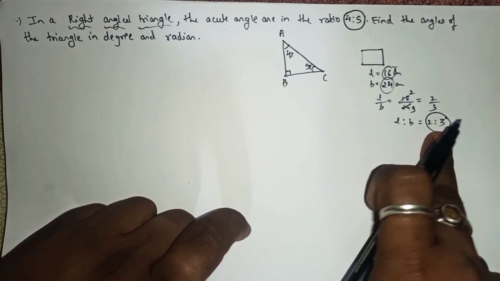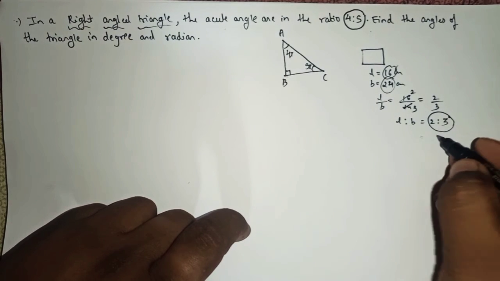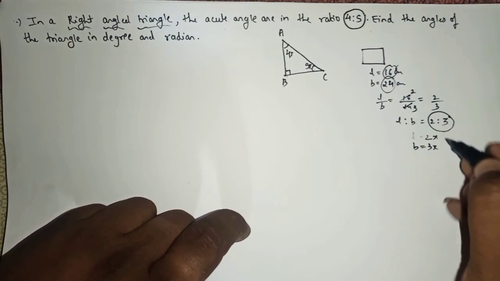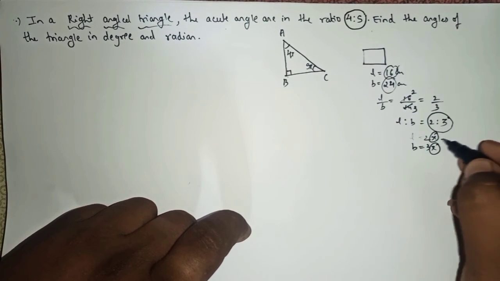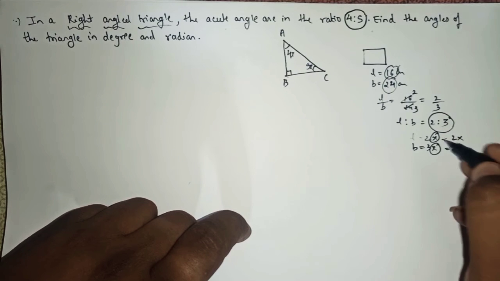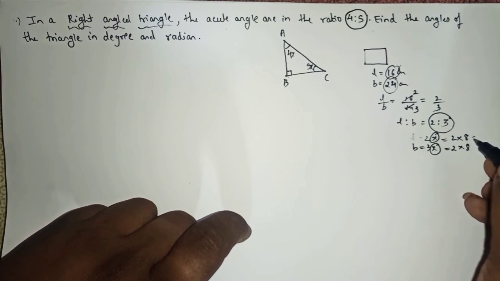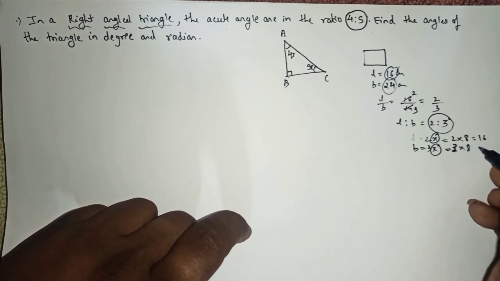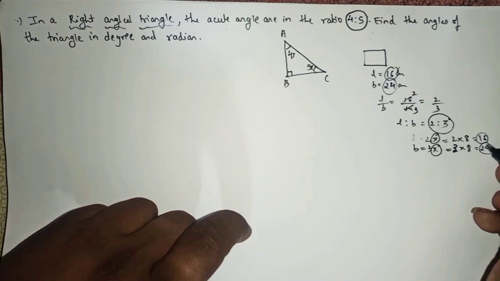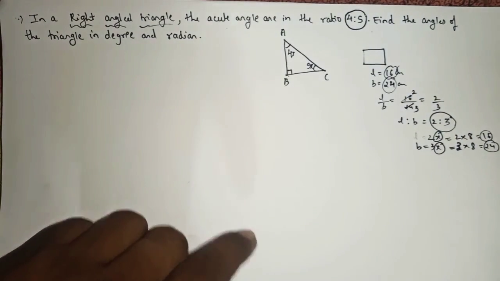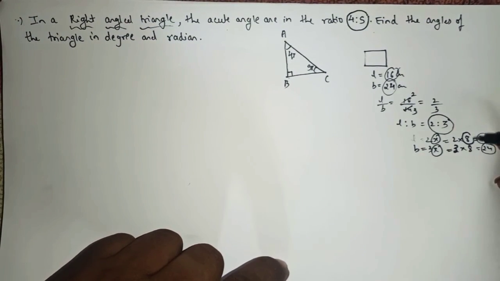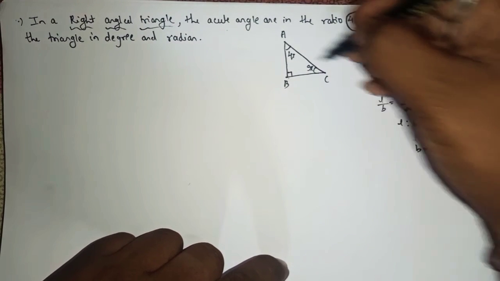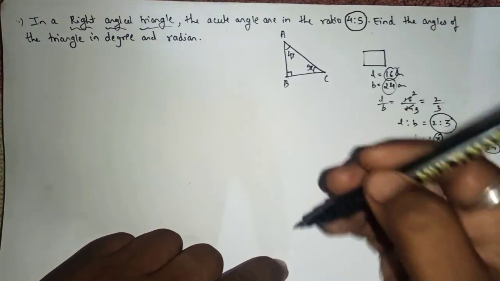To convert this sum into the actual answer, we'll consider, let the common multiple be x. So length will be 2x, and breadth will be 3x. Here we get the common multiple. Clearly we can see that when you multiply both by 8, 2 eights are 16 and 3 eights are 24. So the actual answer is 16 and 24. To get this actual answer, we required this common multiple. Right? Yes or no? So here we'll write, let the common multiple be x.